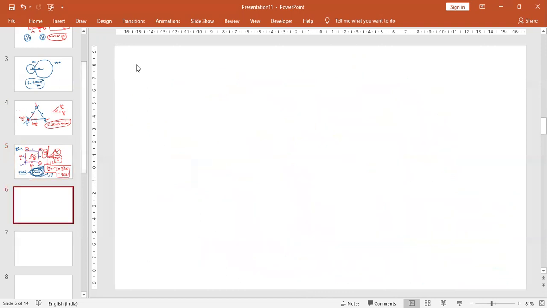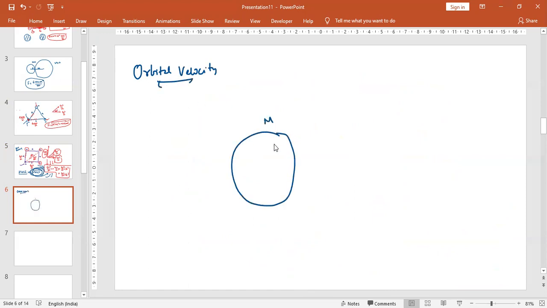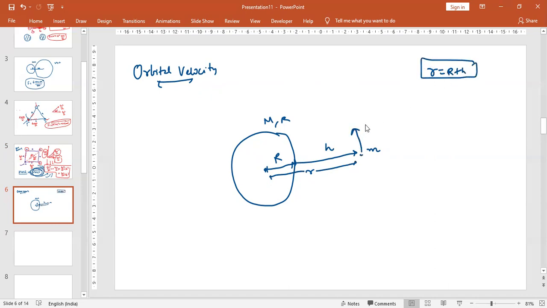Another is orbital velocity. Suppose that we have a planet of mass M. Suppose this is the center, and suppose that we have a satellite of mass small m. Suppose the planet has radius R, and the satellite is at a distance h from the surface of the planet. Suppose this is your radius r, meaning the distance from the center of the bigger planet. Suppose the mass is revolving with velocity v.